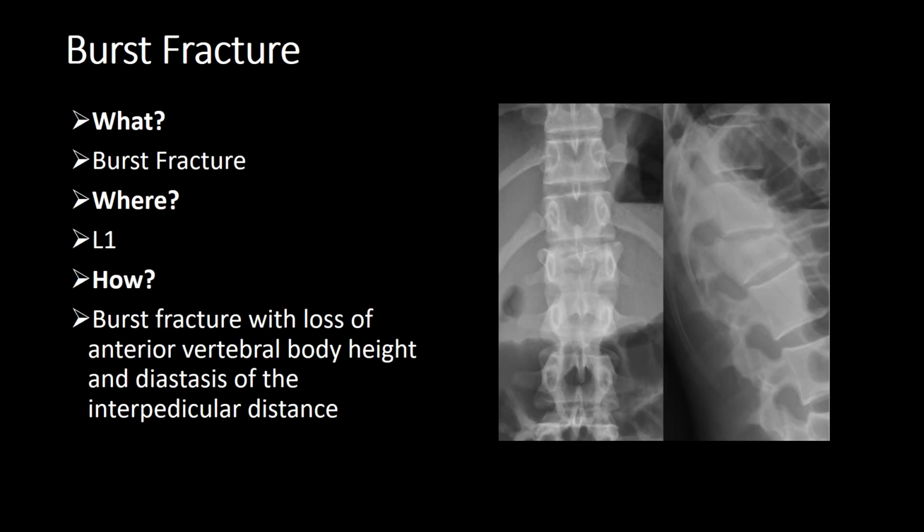So what is it? Burst fracture, where L1 has a burst fracture with loss of anterior vertebral body height and diastasis of the interpedicular distance. Now for the bonus points, you have to say that you've got loss of the anterior vertebral body height and you need to say you've got diastasis of the interpedicular distance, because therefore you are telling your person that this is a two-column injury, or in fact in this particular instance it's a 3-column injury, indicating that this is an unstable injury to get your full marks.